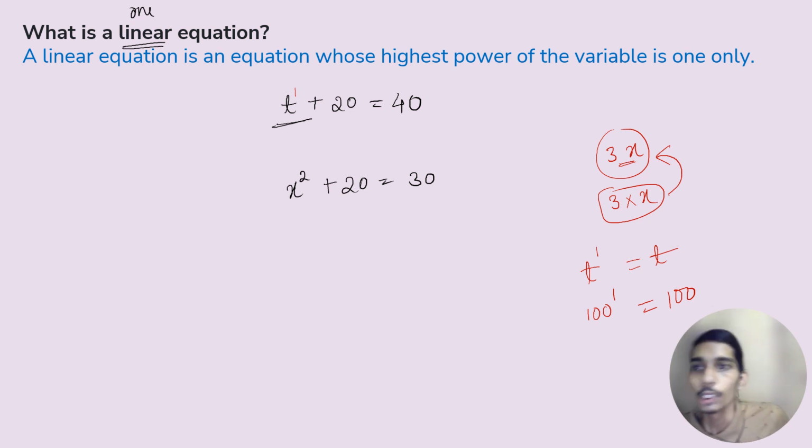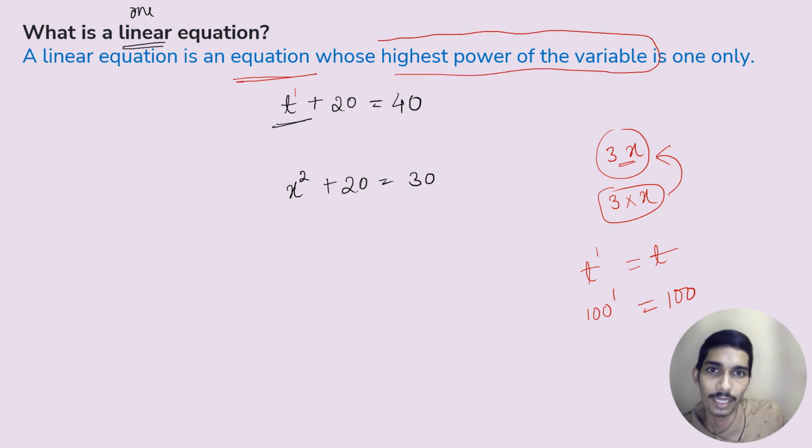Clear? So a linear equation is an equation whose highest power of the variable is 1. Always remember, in a linear equation we talk about the power of the variable, not the number. The highest power of the variable is only 1. Is the second one a linear equation? The first one is a linear equation because by default its power is 1. So it is linear. I am writing LE for linear equation.